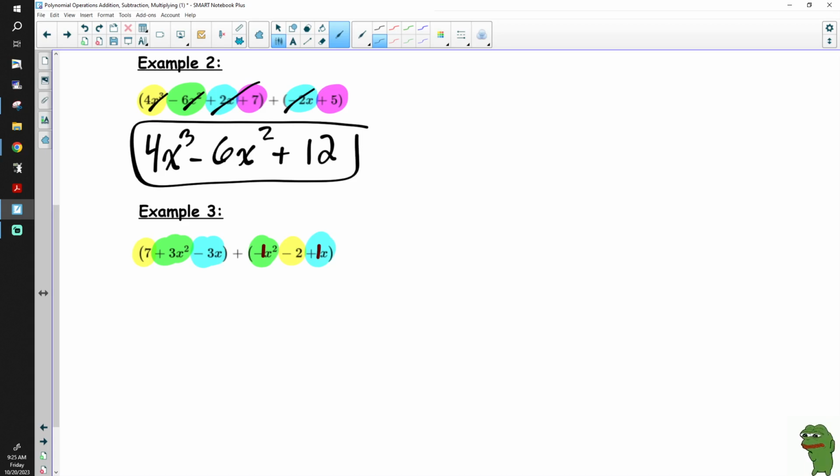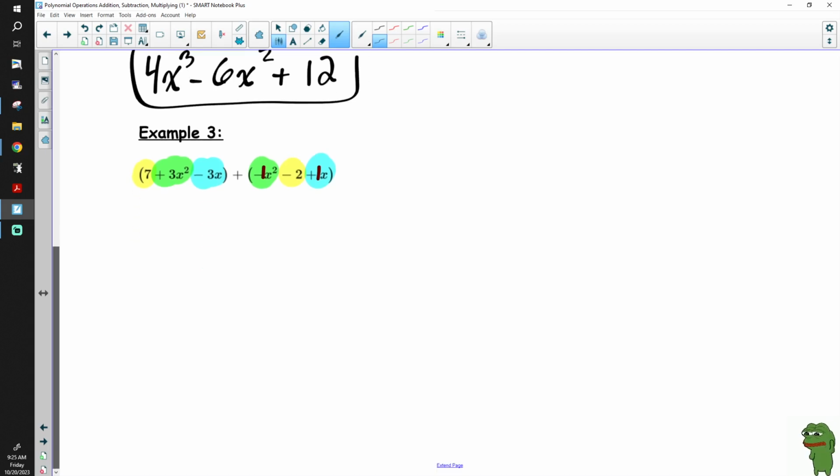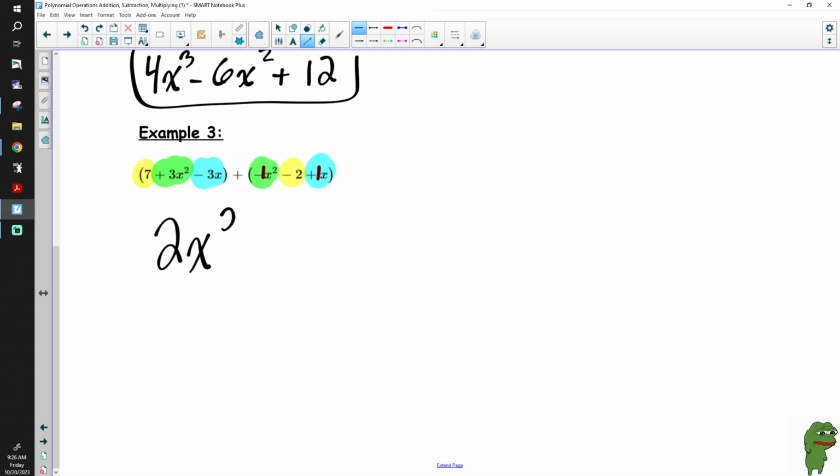All right, let's look at example 3 quick. Now remember, if we want to save ourselves time, we want to make sure we do things in order from biggest exponents to smallest, then we won't have to reorder later. So what are my biggest exponents? The x squareds. So we should do those first. If you don't do it in the right order first, you're just going to have to re-scramble it into the right order. So 3x squared plus negative 1x squared would be 2x squared.